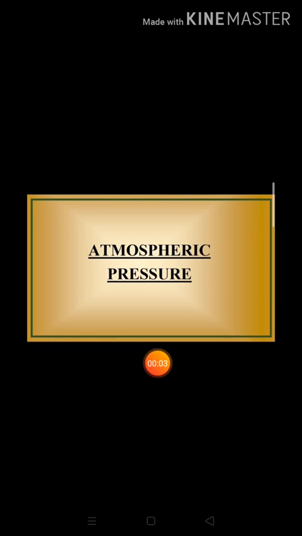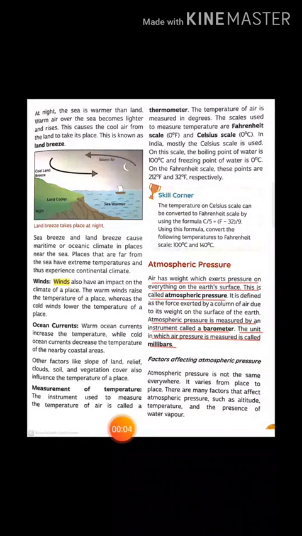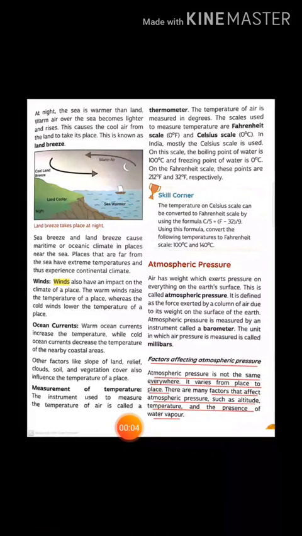Now we will understand what atmospheric pressure is. Students, though we cannot see air, air occupies space and has weight. It exerts its weight as pressure on the surface of the earth. This weight of air is called atmospheric pressure. Atmospheric pressure is measured by an instrument called a barometer. The unit in which air pressure is measured is called millibars. Now, let's see the factors that affect atmospheric pressure.